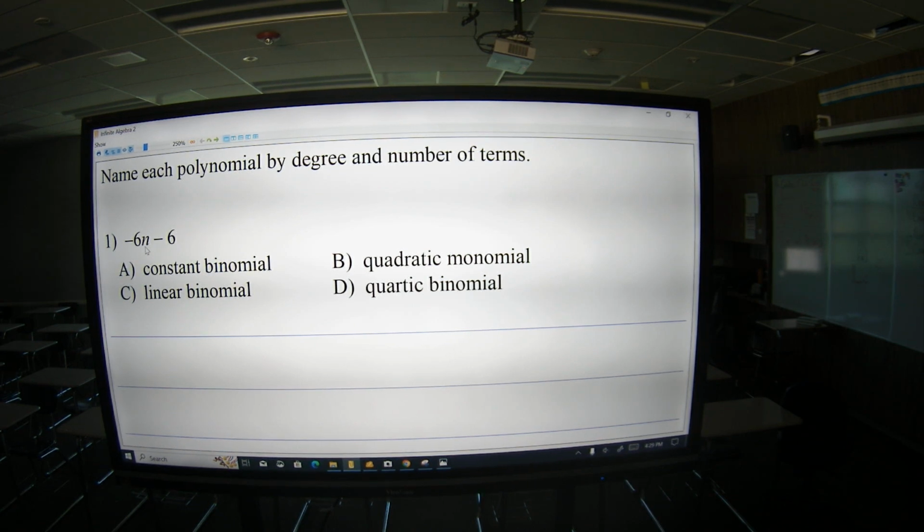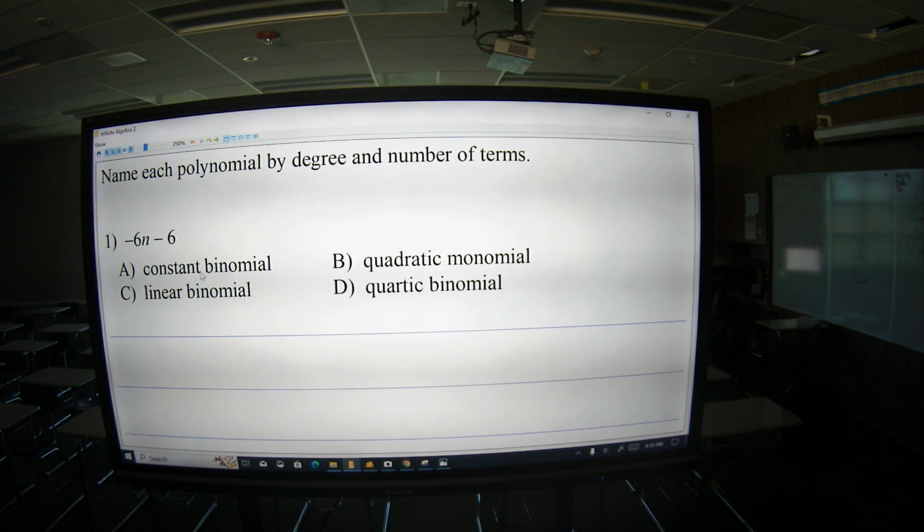We know that we have a binomial because binomial represents a polynomial with two terms. So in this case, I have -6n, and we're subtracting 6. So don't think of this as three different terms. We definitely don't want to think of the sign as a separate term, right? We would say -6n is one term, and then -6 is the second term. So that's what's happening here. We have two terms, so we call this a binomial.